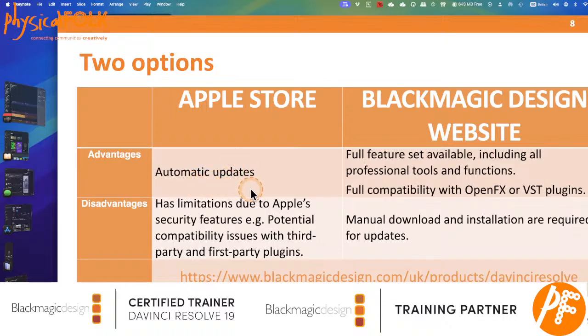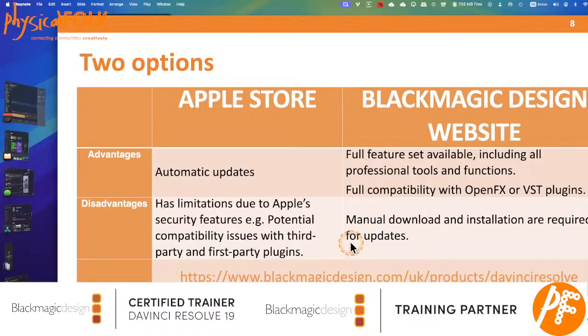One advantage of having the Apple Store, and I've got both. So if you see down here, yeah, this one with the white background is the Apple Store version, and that's the free version. And I've downloaded the studio version. The one with the color background to the icon is the Blackmagic Design one from their website. Okay, so that's how you visually tell the difference.